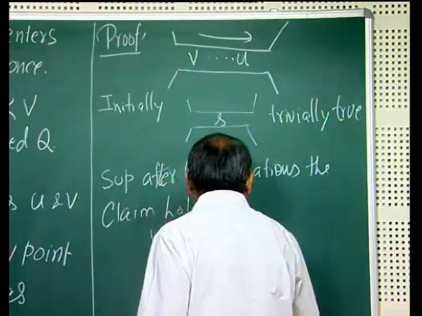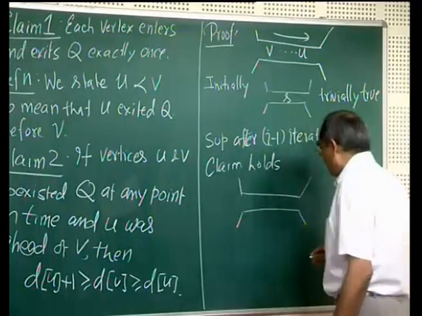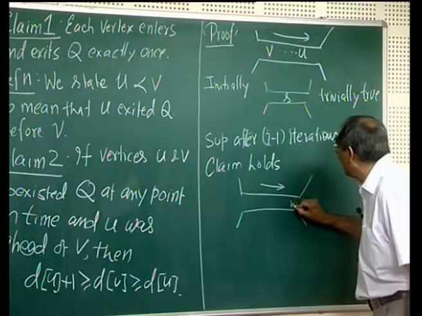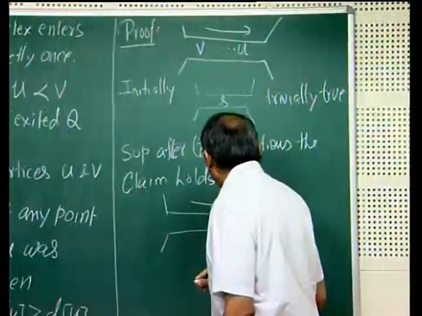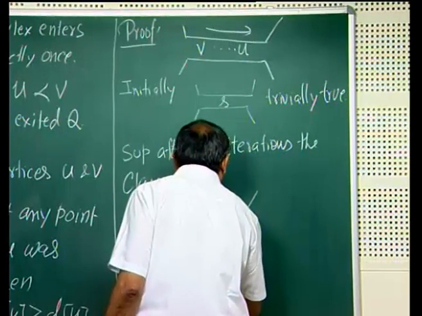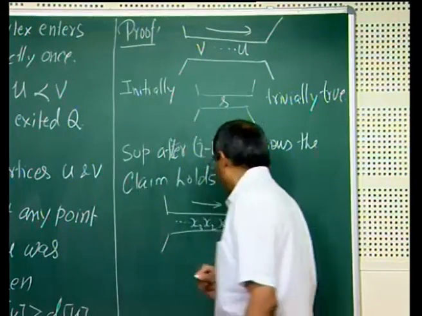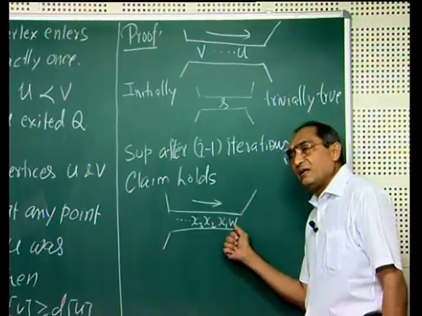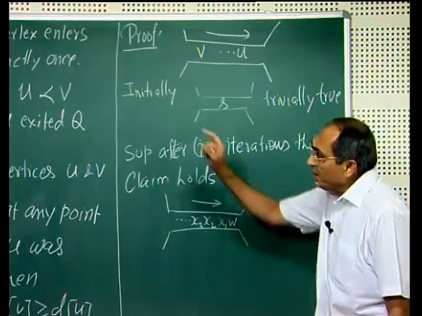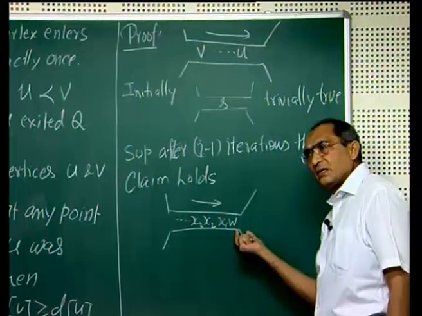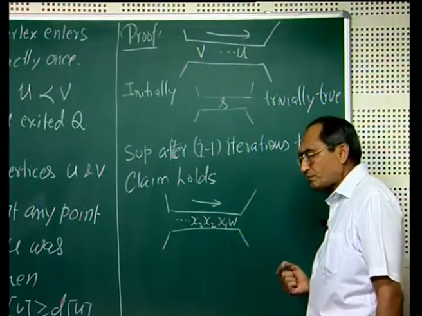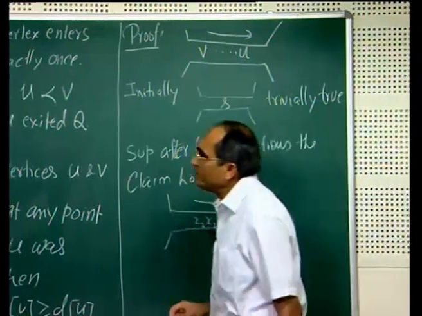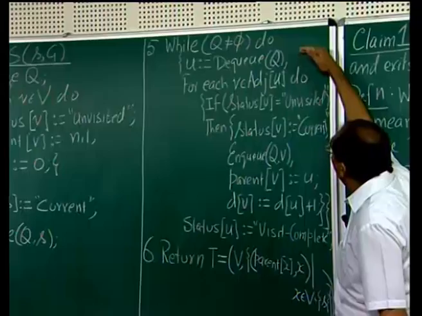So, let us suppose we have this situation. This is the direction of the queue; at the head of the queue is vertex w, and then we have other vertices, let us call them x1, x2, x3. At the start of the iteration, as the algorithm does, it picks the element at the head of the queue. So, that variable u has the value of this vertex w. So, w has been taken out.